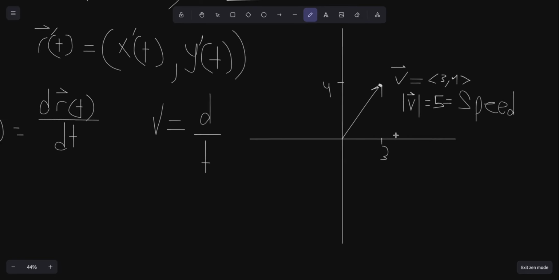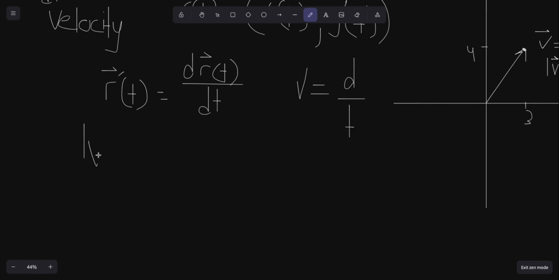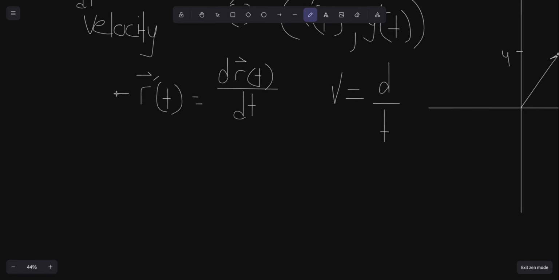Okay, so I'm just going to write this down. The magnitude of my velocity vector, which you can think of as r prime of t, right? r prime of t is the same thing as the velocity vector function. So the absolute value of r prime of t is going to be equal to speed. At any t value I'm looking at, the absolute value of that vector is going to represent the speed.